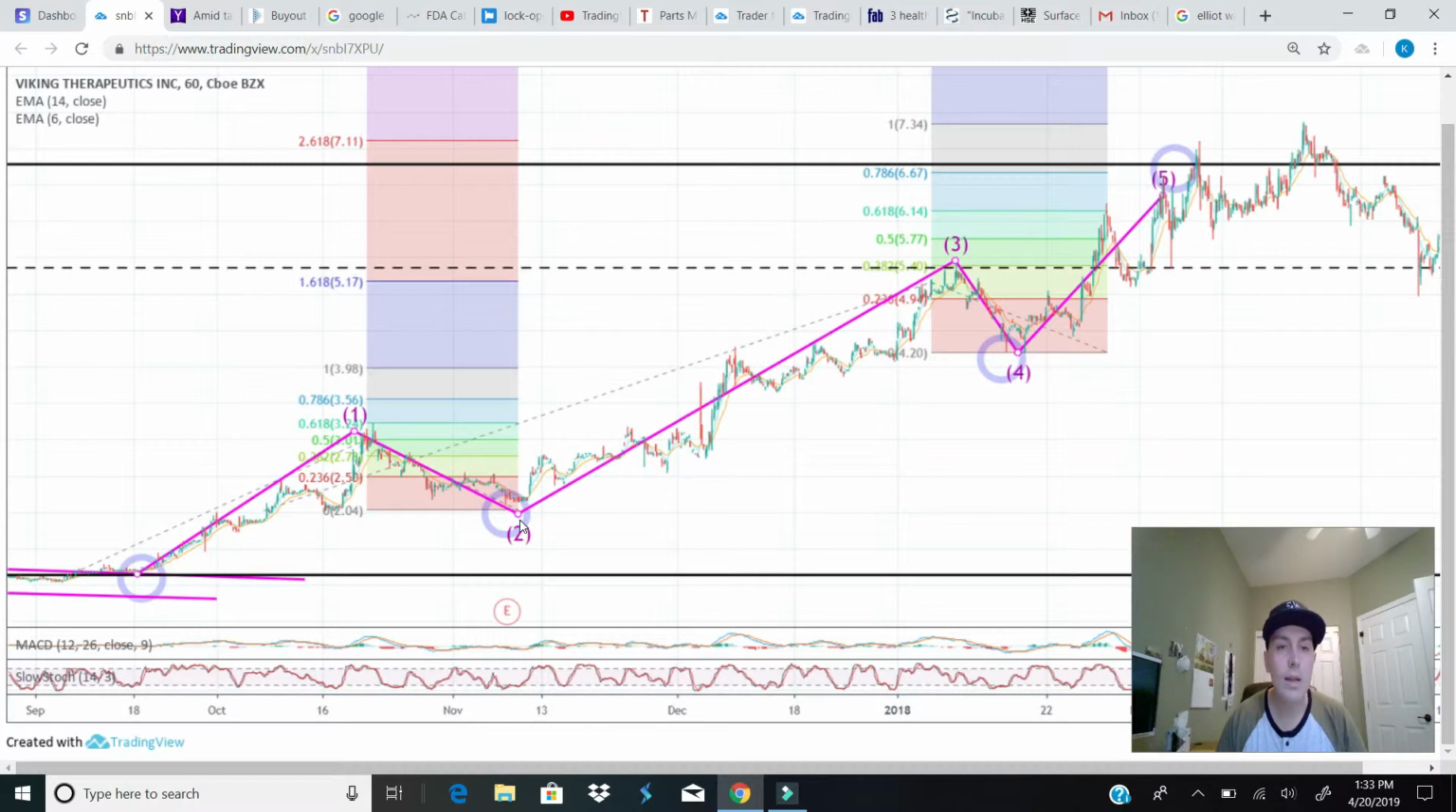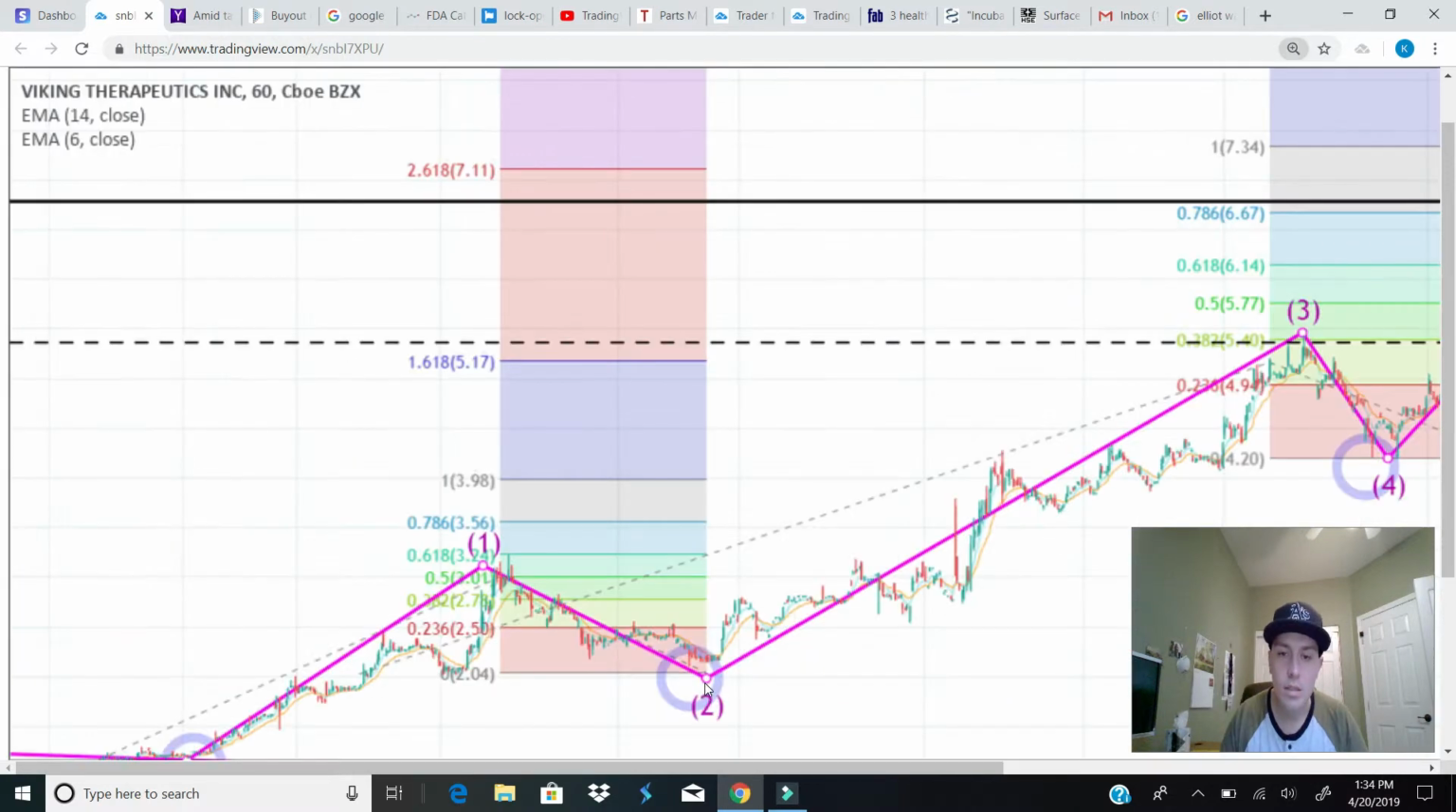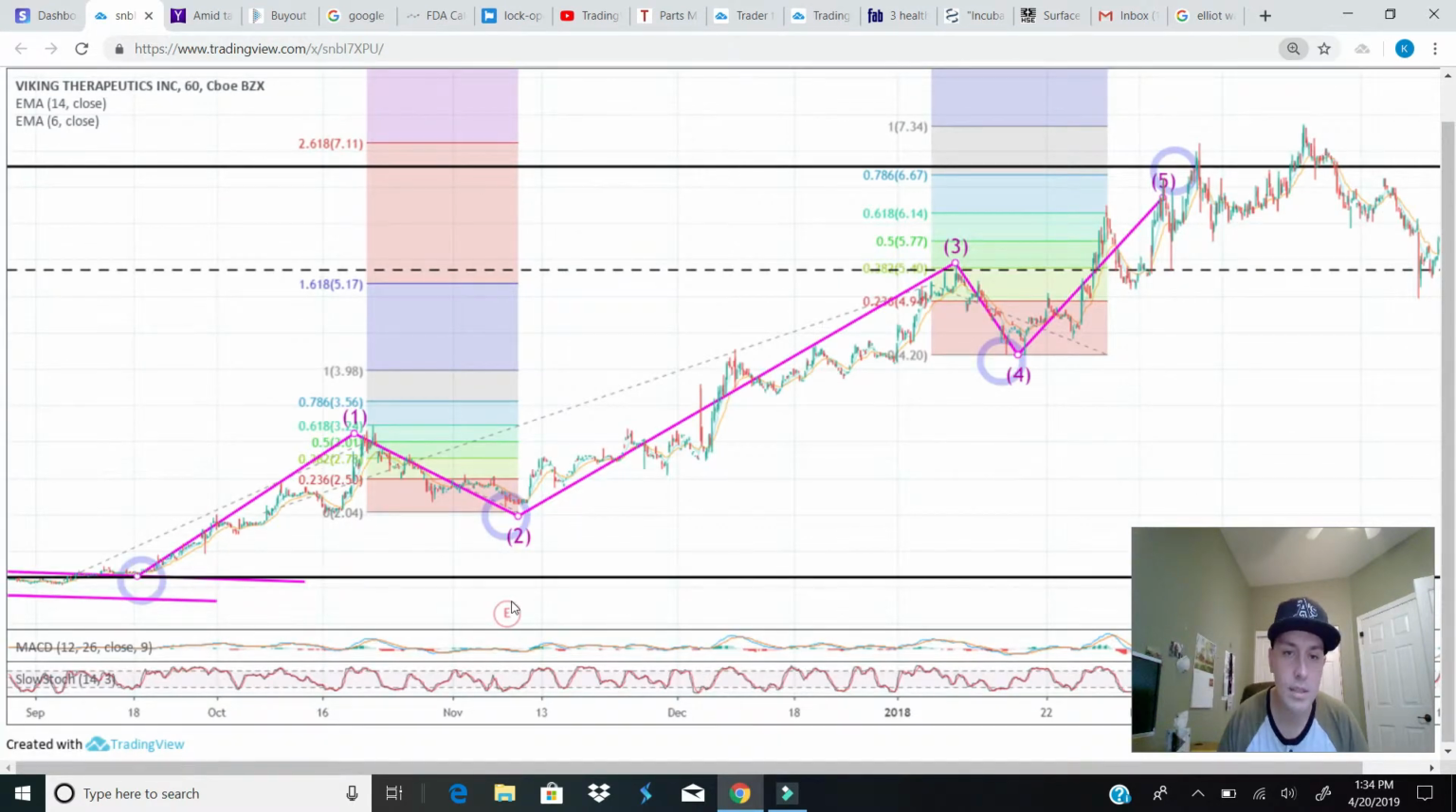Elliott wave states that leg 1 will retrace approximately 0.5 to 0.618 retracement to the bottom of leg 2. And something really interesting there is it pulled back right into an earnings date. That was a huge catalyst for Viking.